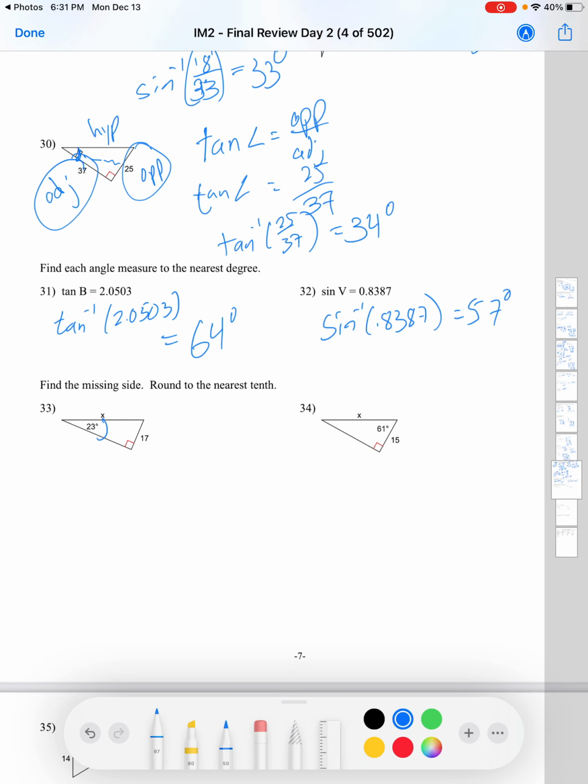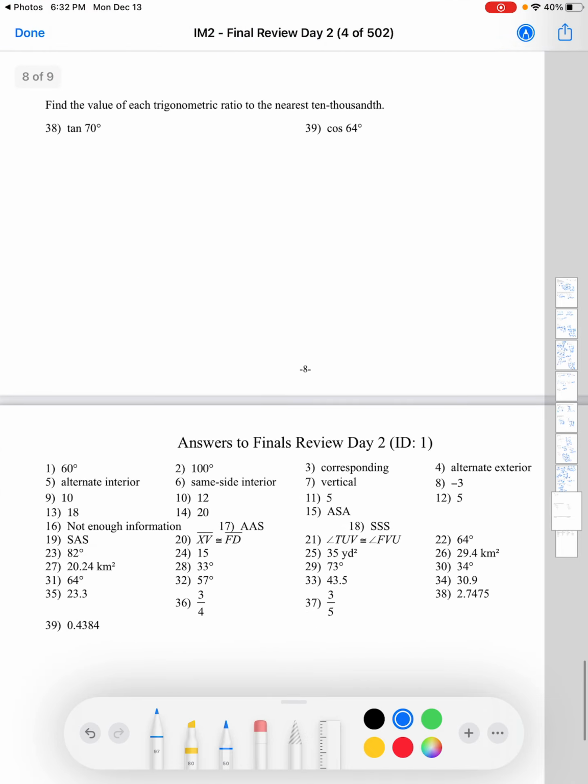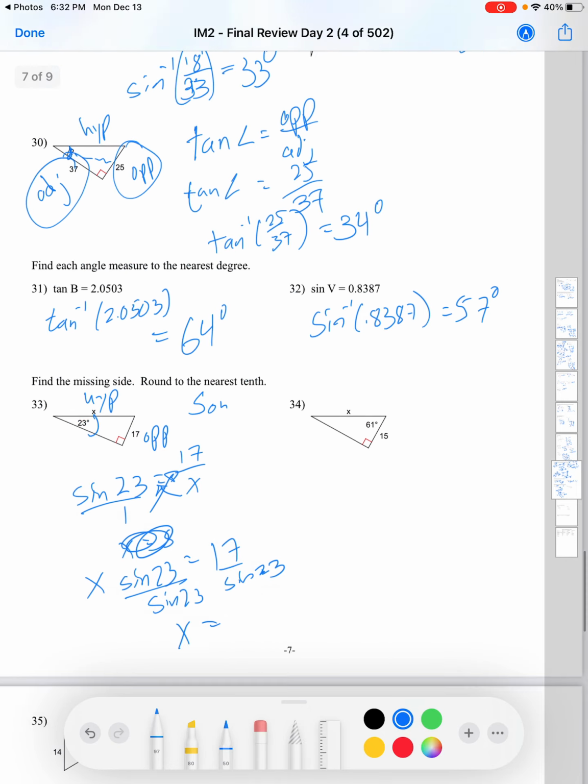Here, draw the eyeball. This is the opposite side. That's hypotenuse. So that's going to be our sine of 23 equals 17 over x. Put this over 1. You can cross multiply. x times sine 23 equals 17. Divide by sine 23. X equals 43.5.